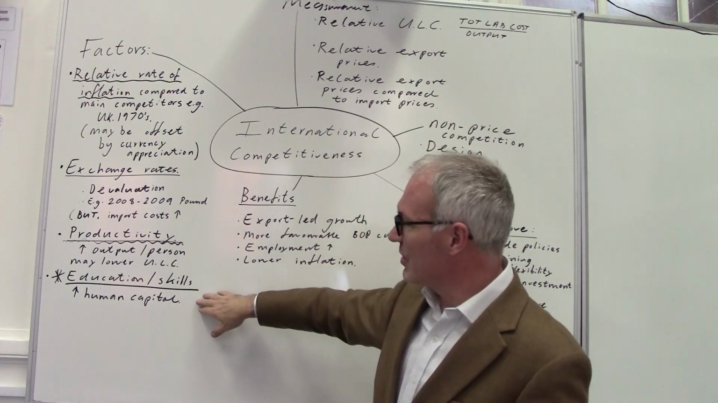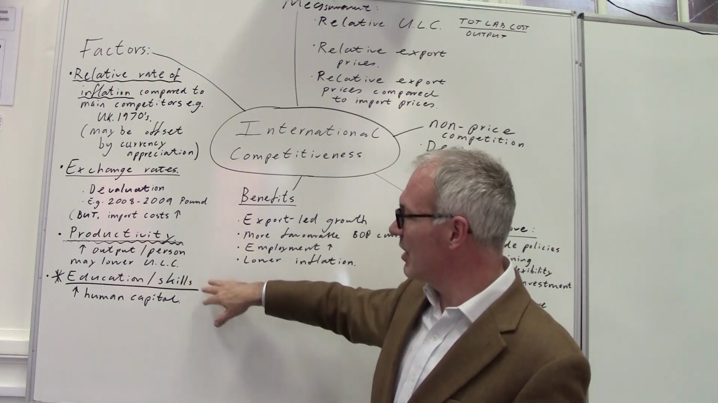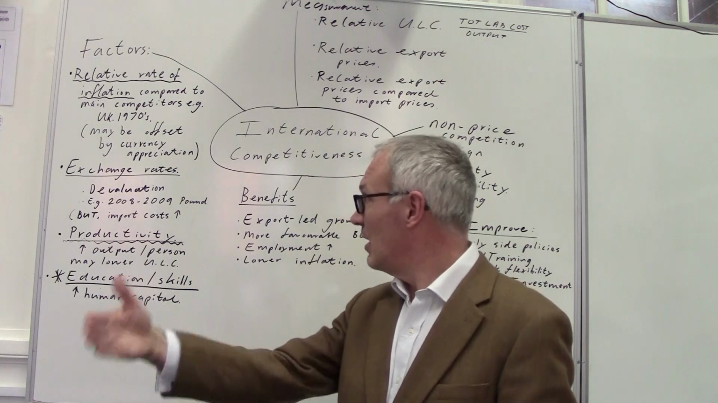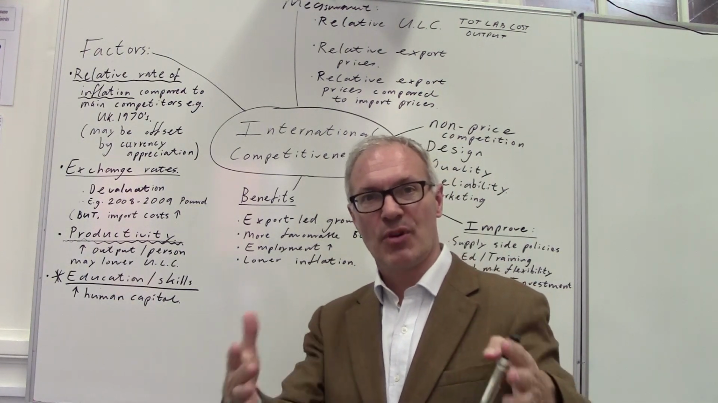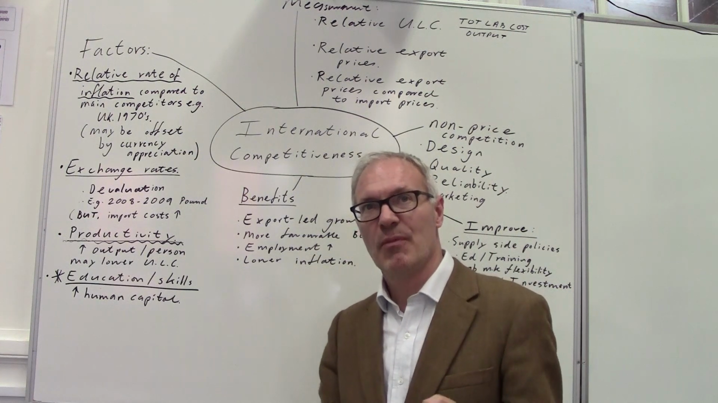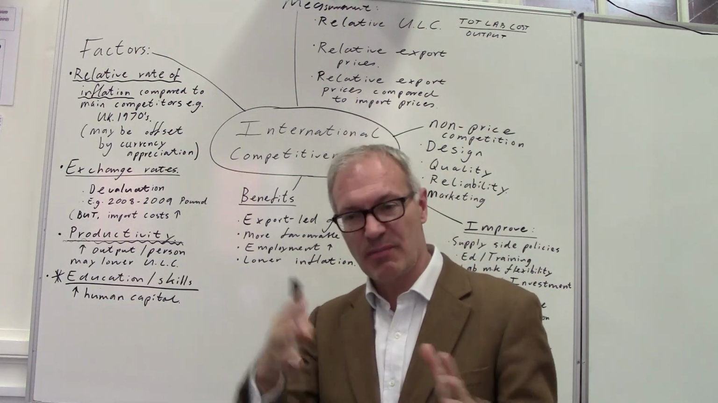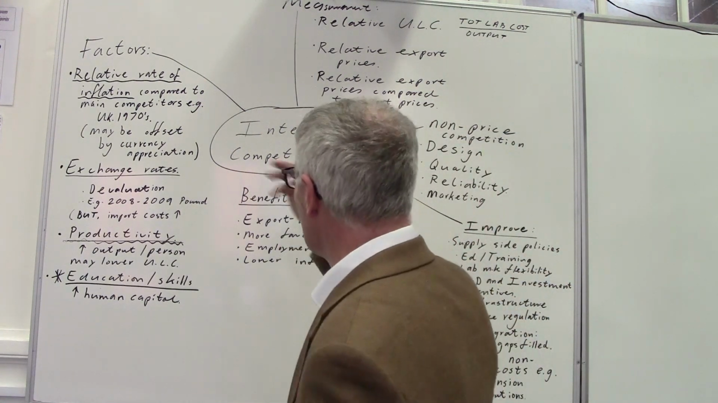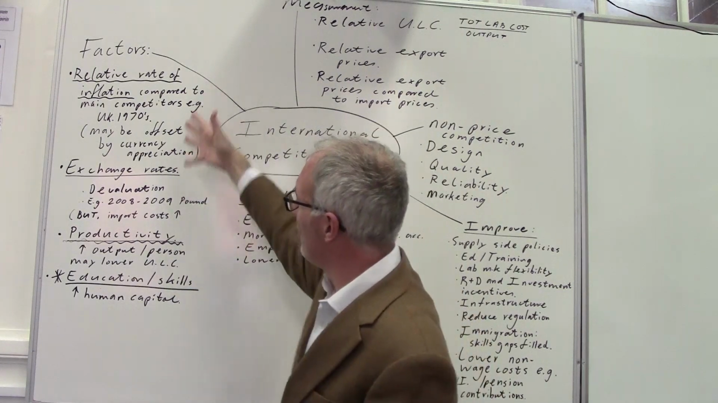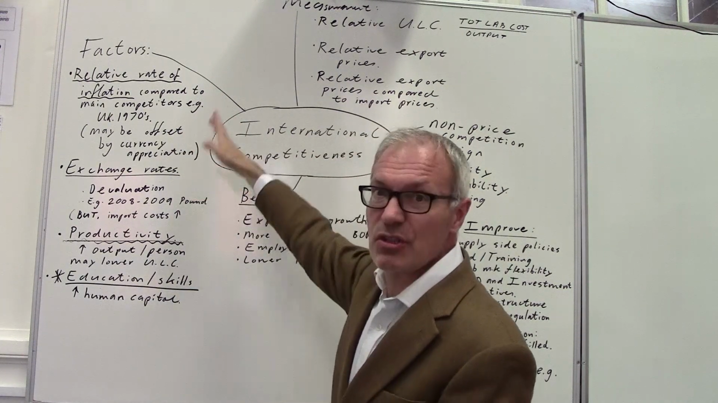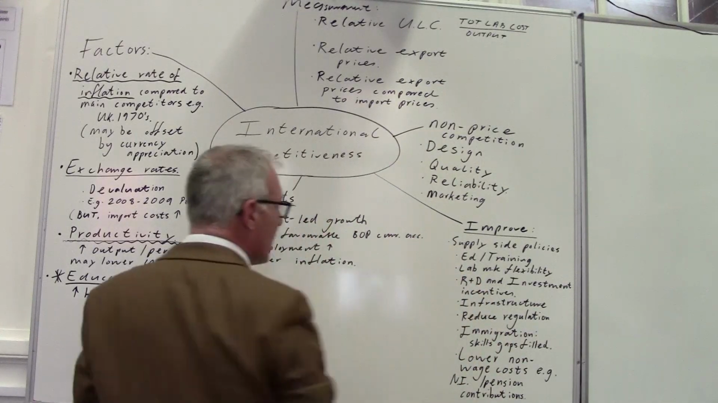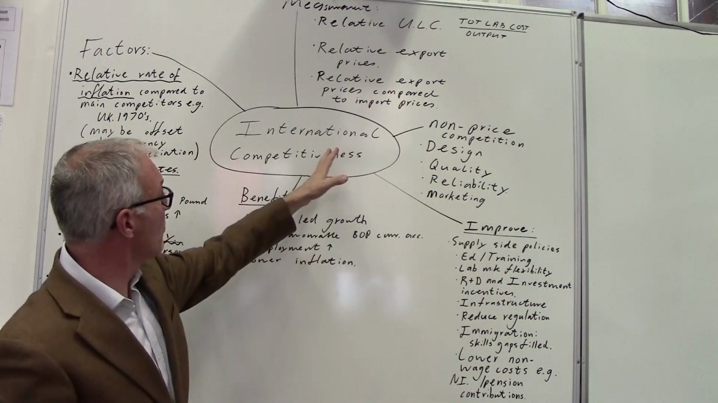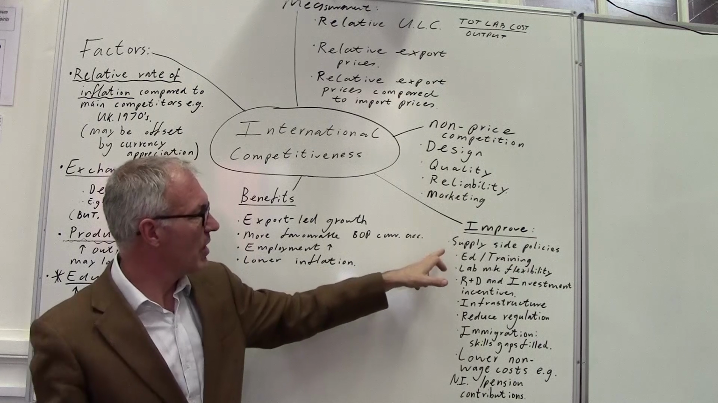And lastly but not least, of course, the key long-term factor is education and skills. If you're able to boost human capital, then you're likely to boost output per person and therefore produce more output for the same labour input, so unit labour costs will be lower. Apart from education and skills, these, especially the inflation and exchange rates, are short-run factors.